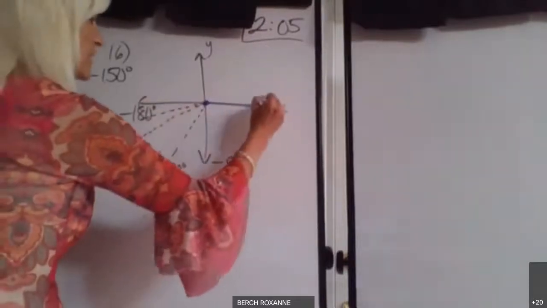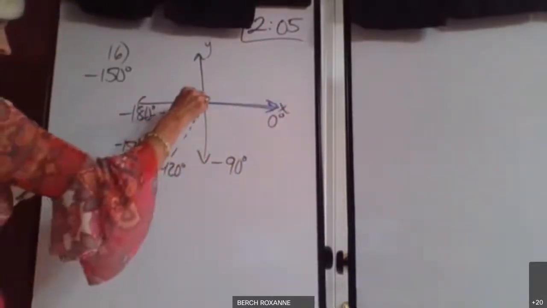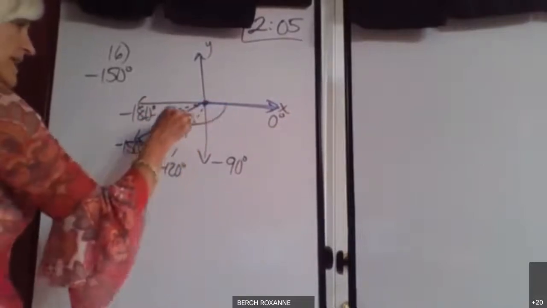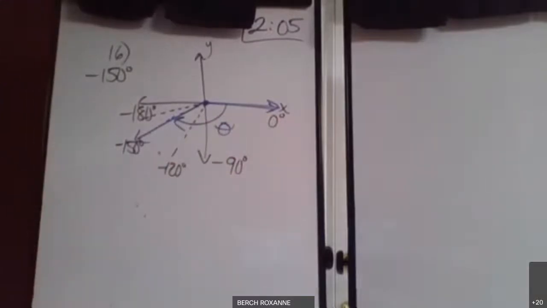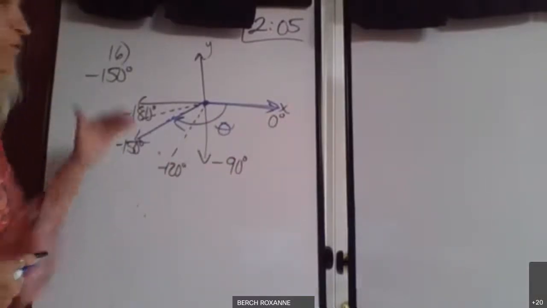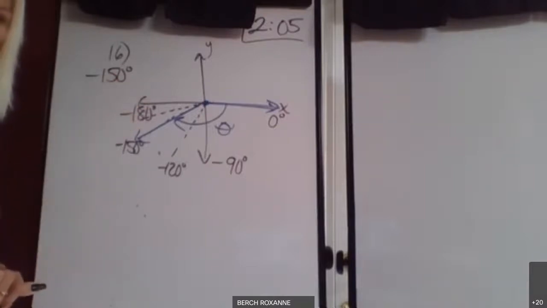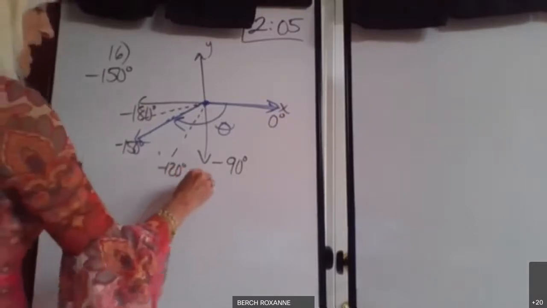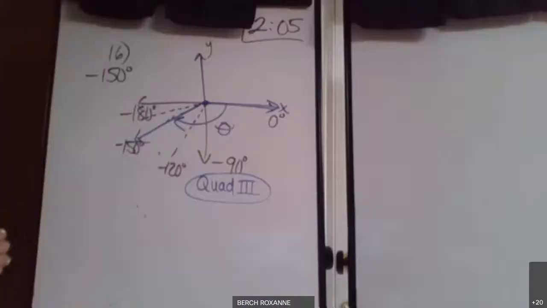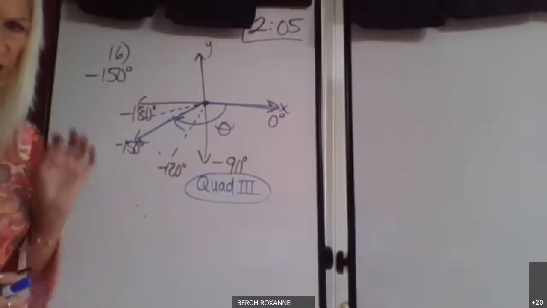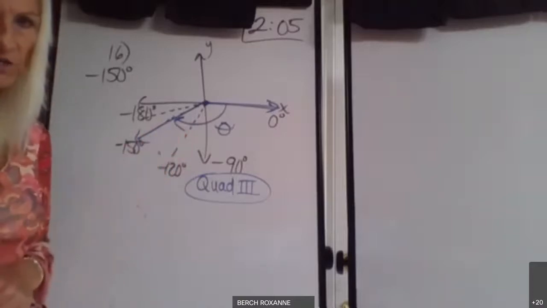The initial side would be here, and then this right here is the angle, and then you name it. By showing this, I know that you know this is 30 degrees away from negative 180. So where does the angle lie? Quadrant 3. Right. Do you see what I'm saying though? You have to show me how you're dividing it into fractional parts.